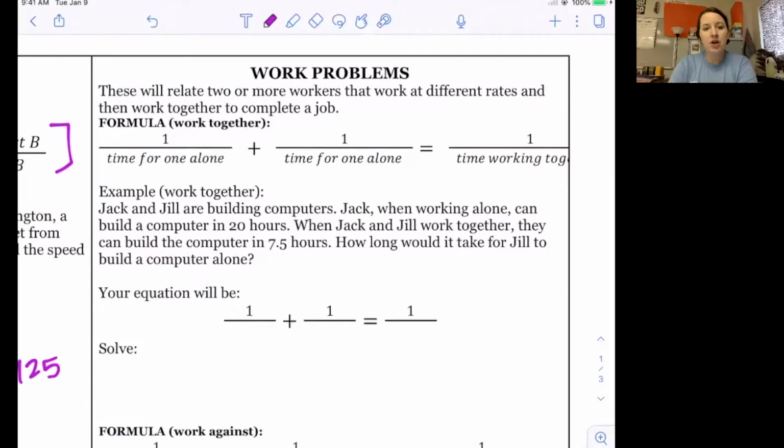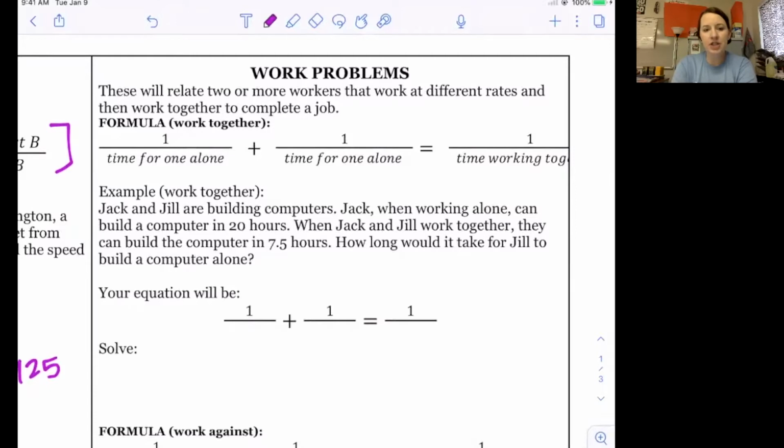if they continue working after they finish half the project, they're going to be able to finish it in less time. So we're going to have 1 over the time for one person to finish it alone, plus 1 over the time for a second person to finish alone, and that's going to equal 1 over the time for them to work together. So of course, if we had more than 2 people, we would just add additional fractions on the left side of this equation.